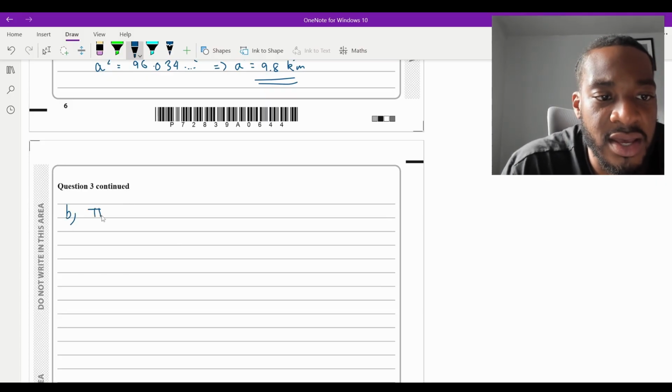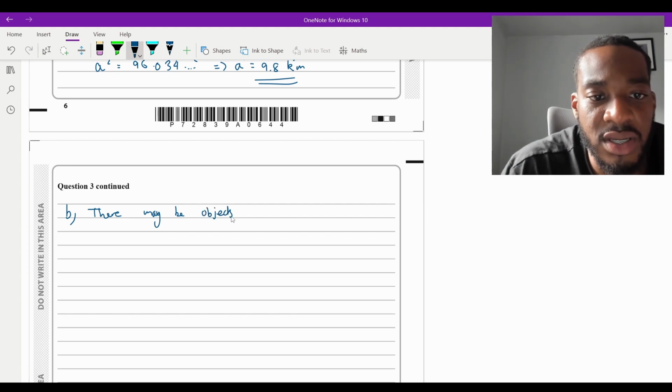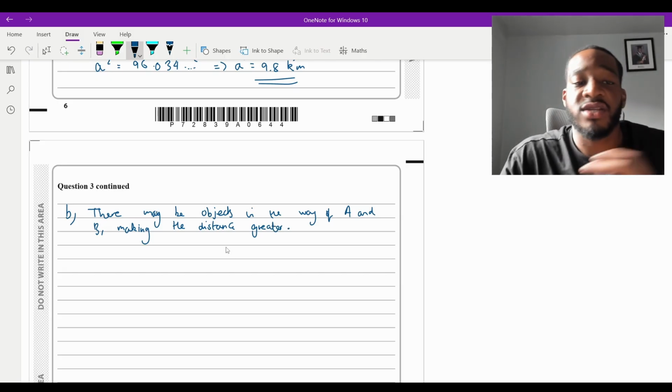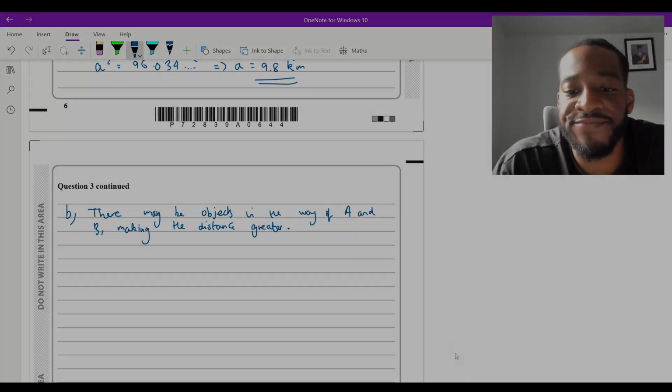there may be, or most likely, there may be objects in the way of A and B, making the distance greater than what we calculated. So something like that. Apologies for the handwriting. It's very difficult to write on this tablet. But yeah, that's pretty much it. And that will give you the full marks for question 3.